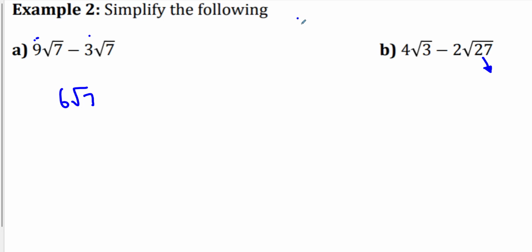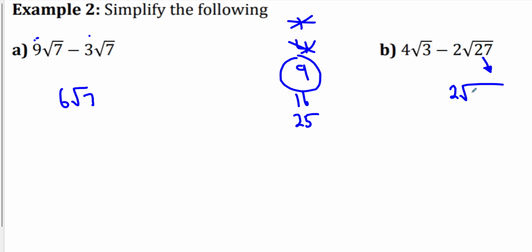So 27, can 27 be divided by any one of these perfect squares? Well, remember, 1 doesn't do much. 27 divided by 4, nope, that's going to give me a decimal. What about 27 divided by 9? And yes, 27 divided by 9 does give me a nice whole number, 3. So I have 4 root 3 minus 2 root 9 times 3. Remember, 9 times 3 is 27. I didn't change anything. And I have 4 root 3.